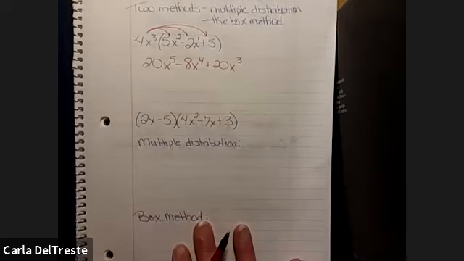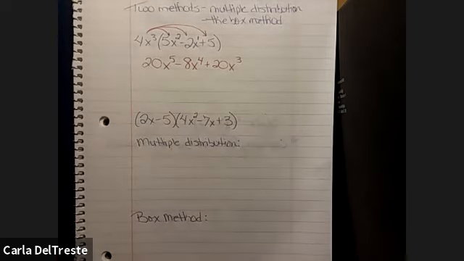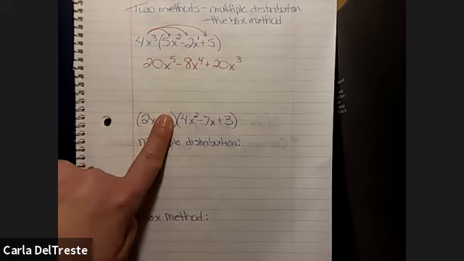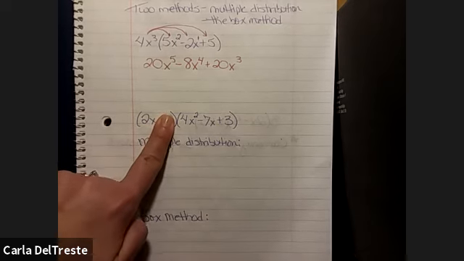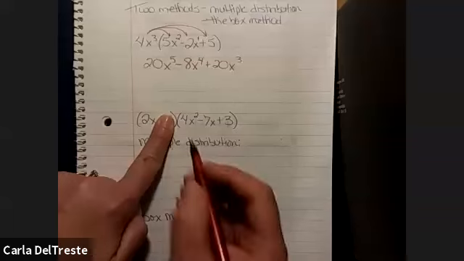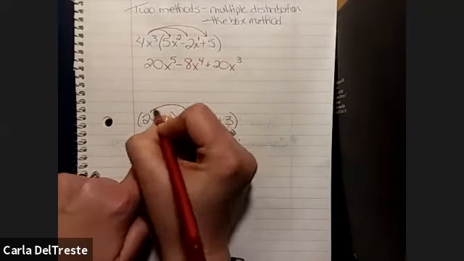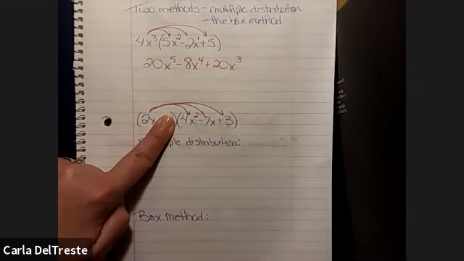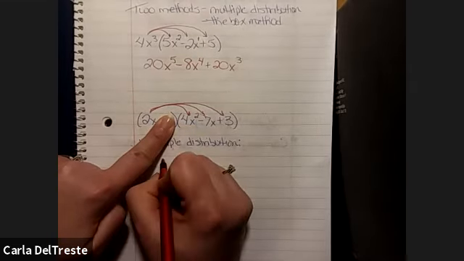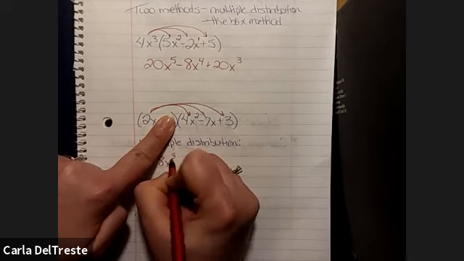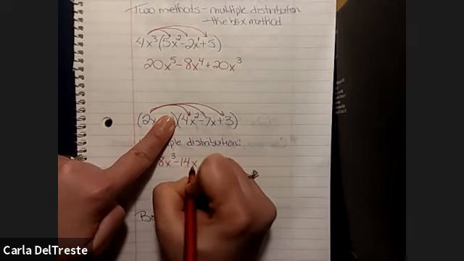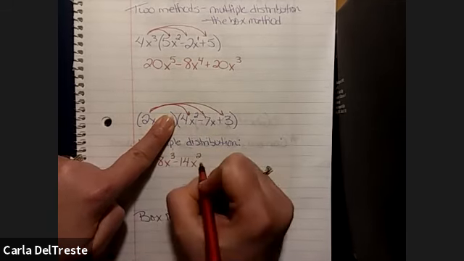Now let's look at the next example with this concept of multiple distribution. I'm going to pretend that this minus 5 is not there. So I'm going to look at it as if it's just one term that I'm distributing. And I'm going to draw those arrows. I'm just going to distribute the 2x to start. That's going to give me 8x to the third, because I add the exponents, minus 14x squared plus 6x.